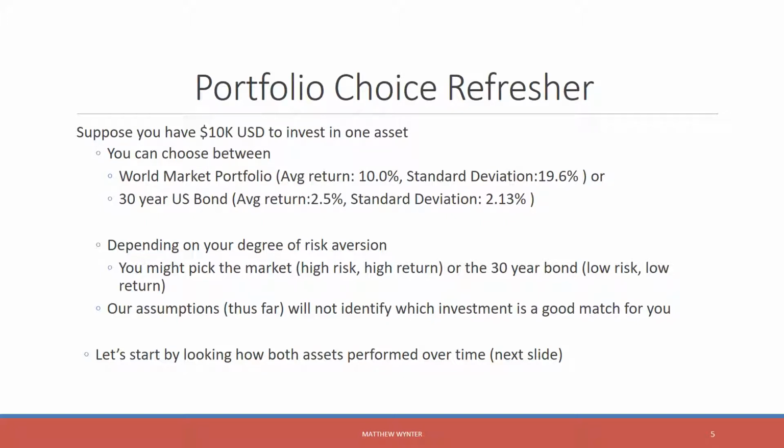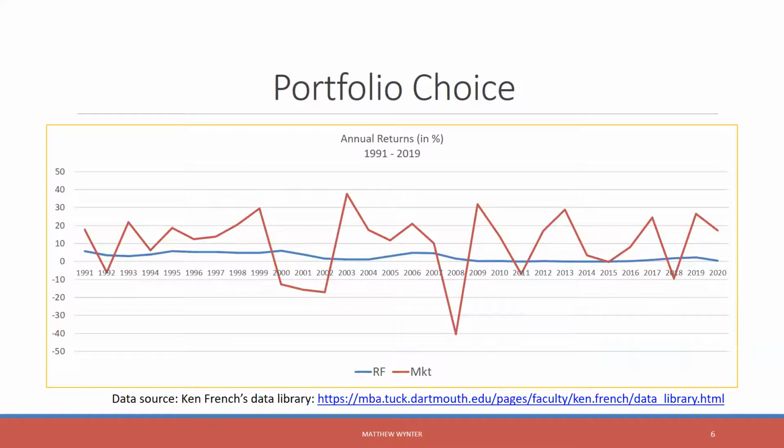So let's start by looking at how both these assets have performed over time. What am I showing you? These are the annual returns from 1991 to 2019 of the world market portfolio and of the US risk-free rate. This data is obtained from Ken French's data library. It's a great resource for returns and factor models. It's something that we all use within the profession.